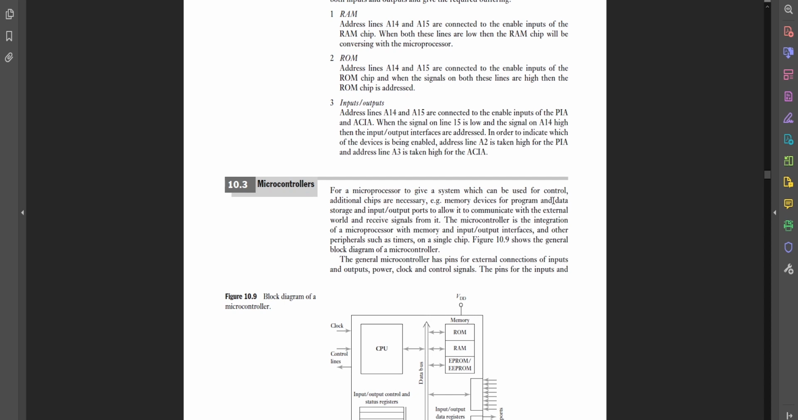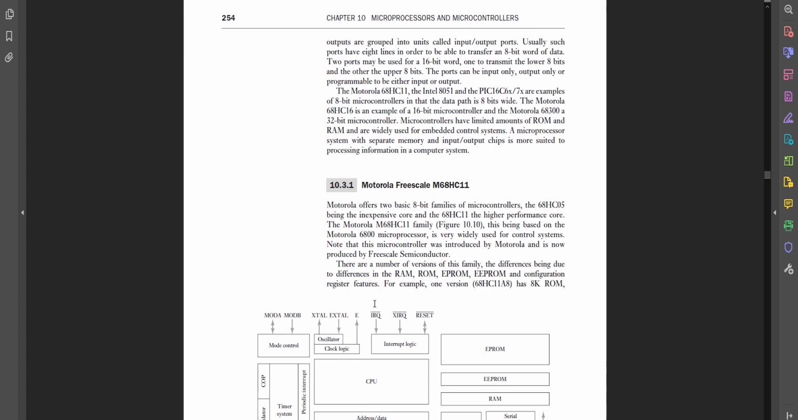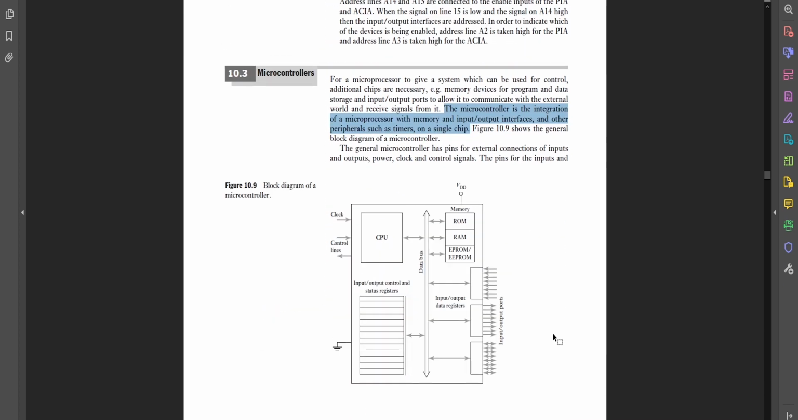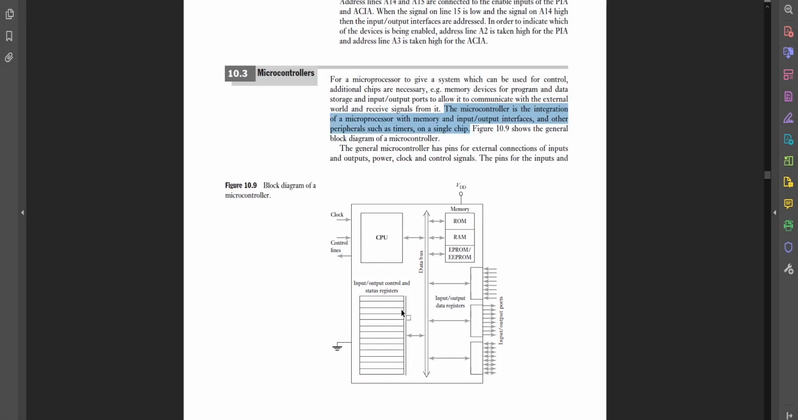The microcontroller is the integration of a microprocessor with memory and input-output interfaces and other peripherals such as timers on a single chip. So this is the part that we're after, really. I don't understand what they're trying to say in the first part. So microcontrollers, and just what it is. That's a block diagram of a microcontroller.